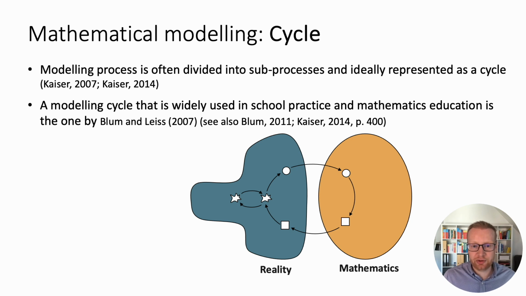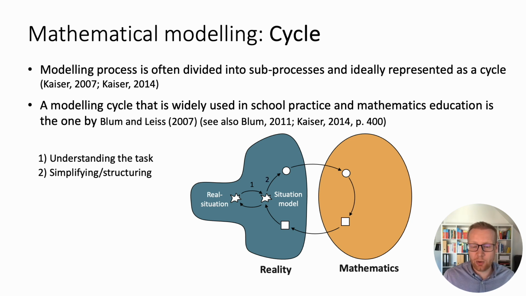The modeling process starts with a real situation which is represented by a task. This task needs to be understood and transformed into an individual situation model. Next, simplification and structuring processes are carried out in order to create a real model. This real model is then mathematized to form a mathematical model.